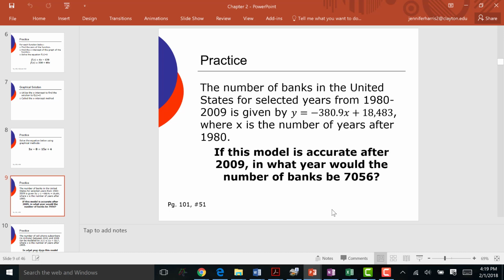Okay? Now, let's read the question. If this model is accurate after 2009, in what year would the number of banks be 7,056? All right, so let's make sure we understand the problem and the question. What's the topic of conversation for this word problem? The number of banks after what?